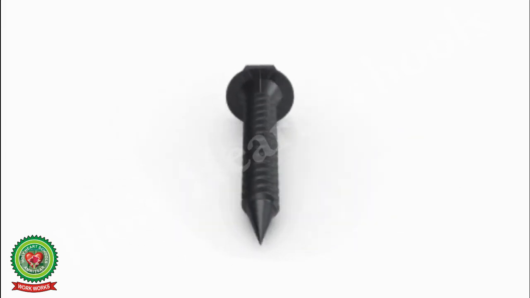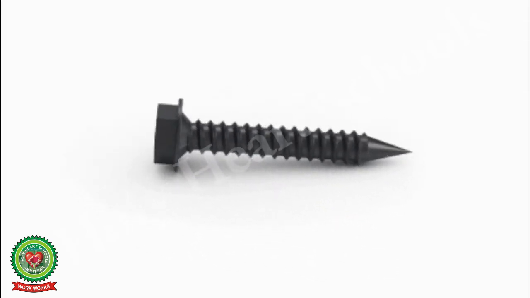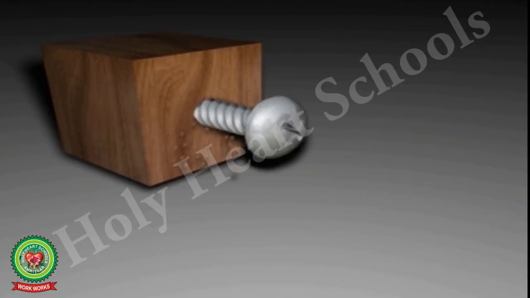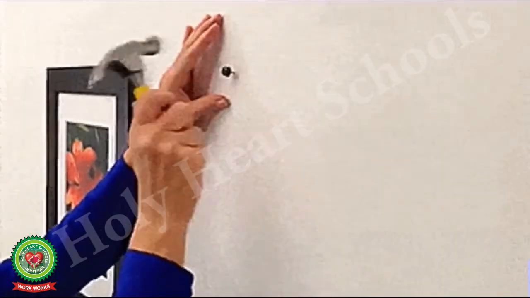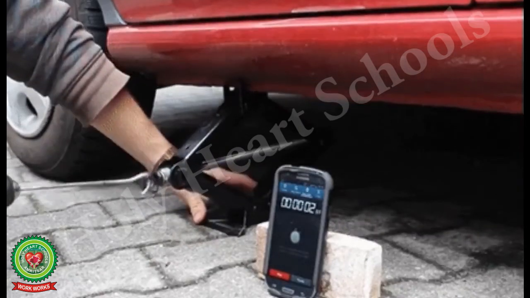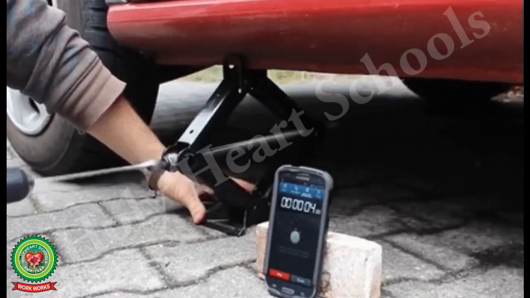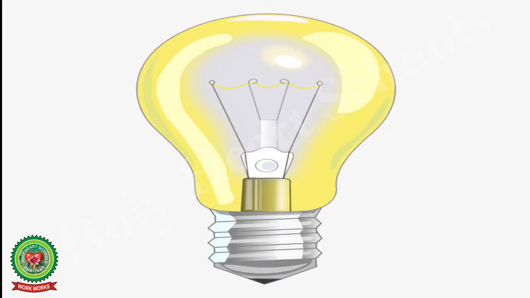The spiral of the screw, that is, the grooves or threads, lets it go into objects such as wood or a concrete wall. A screw is used to hang picture frames on our walls. Another example of screw is a car jack used to lift a car. Jar lids and the base of a light bulb are also examples of screw.